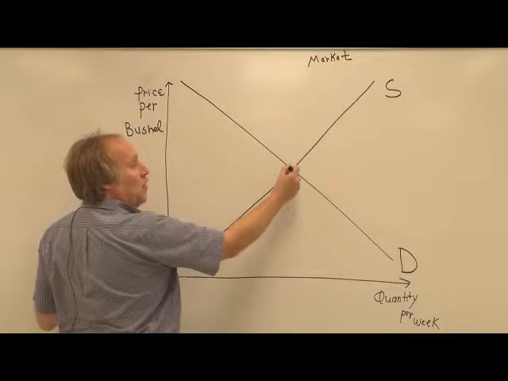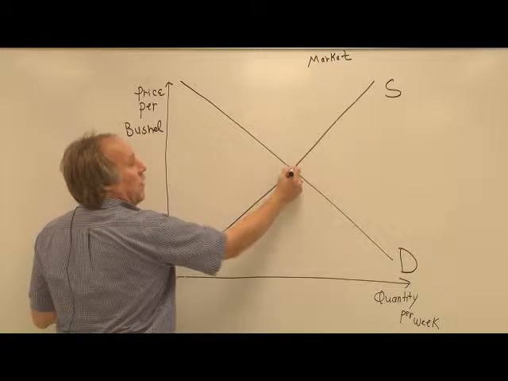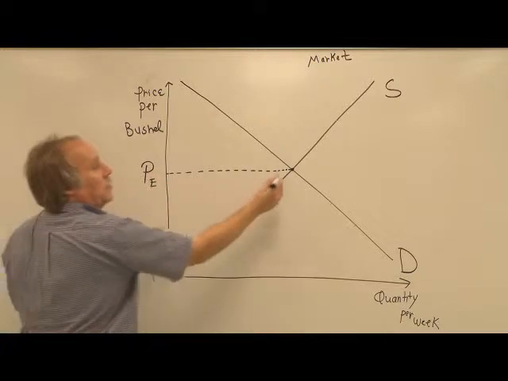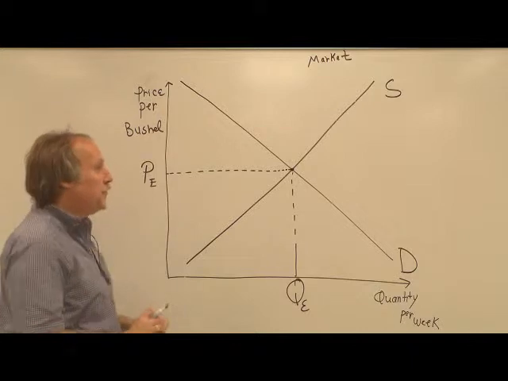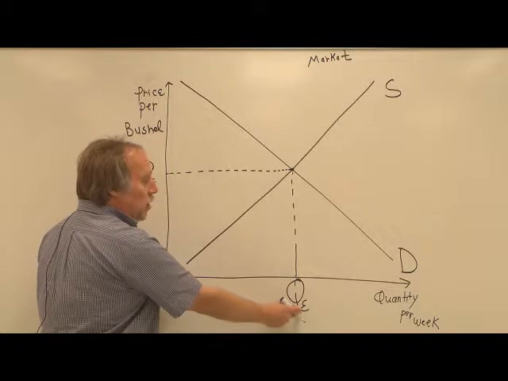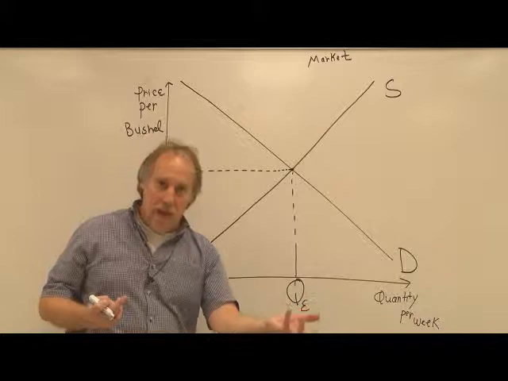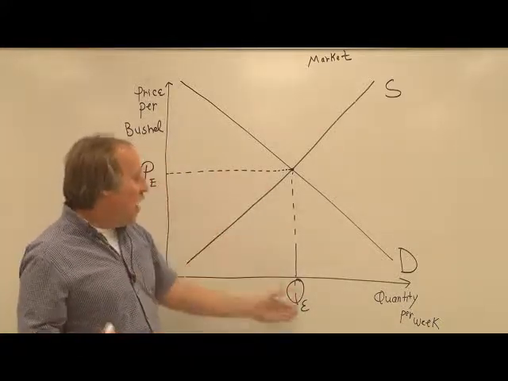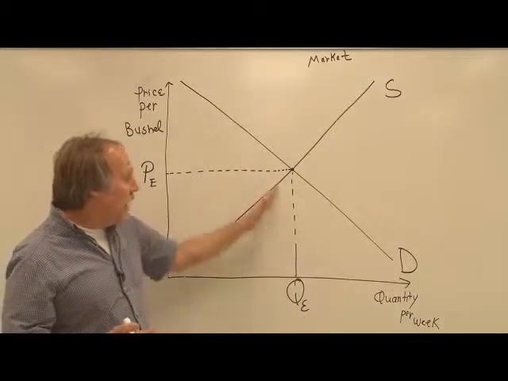Well, where do you get the price? Where supply and demand intersect. This is called the equilibrium price, and we'll label this PE, equilibrium price, and this would be the QE, the equilibrium quantity. So on this market for corn, this would be the amount of corn that would be bought and sold, QE, and PE would be the price that the buyer would pay and the producer would accept. All parties are happy at this price, at PE, and QE is the amount of the good on the market. So this is equilibrium price and quantity.